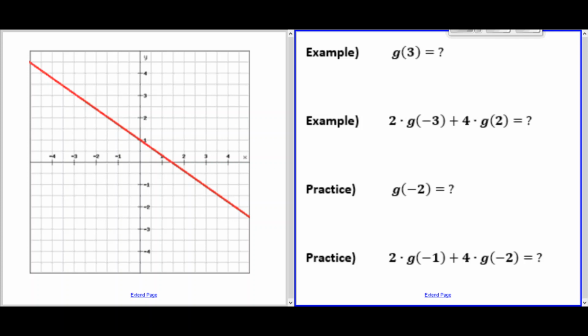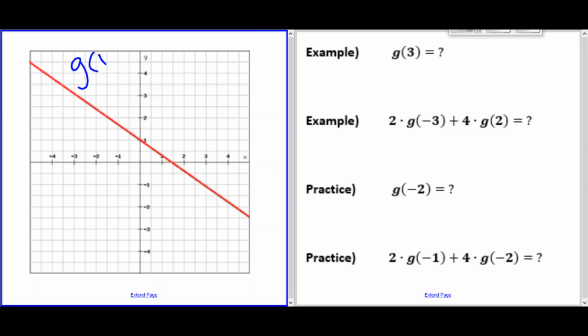So in this example, I give you the graph. I didn't label it, but this is graph g of x. So this red graph is g of x. And so example 1, it wants you to evaluate from the graph.